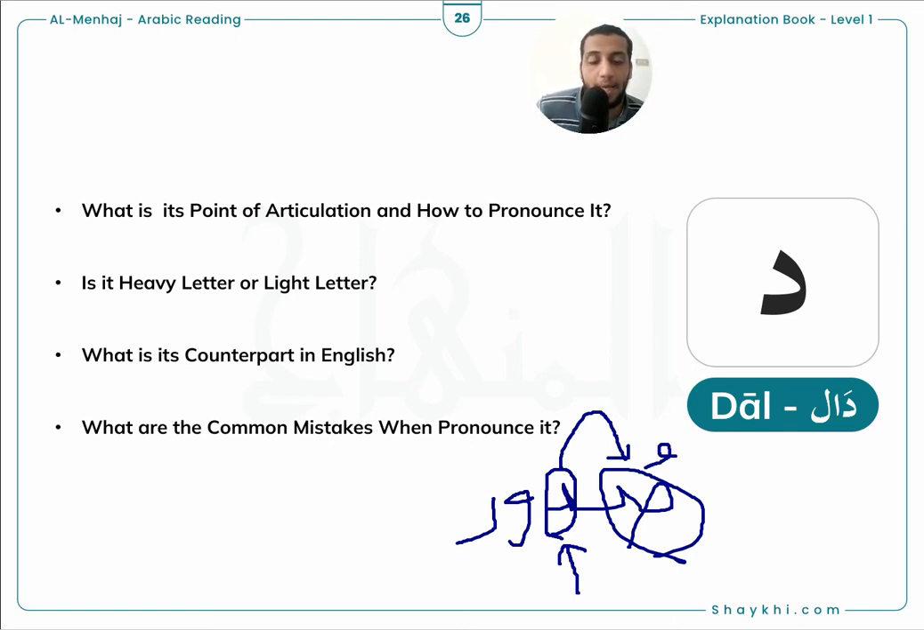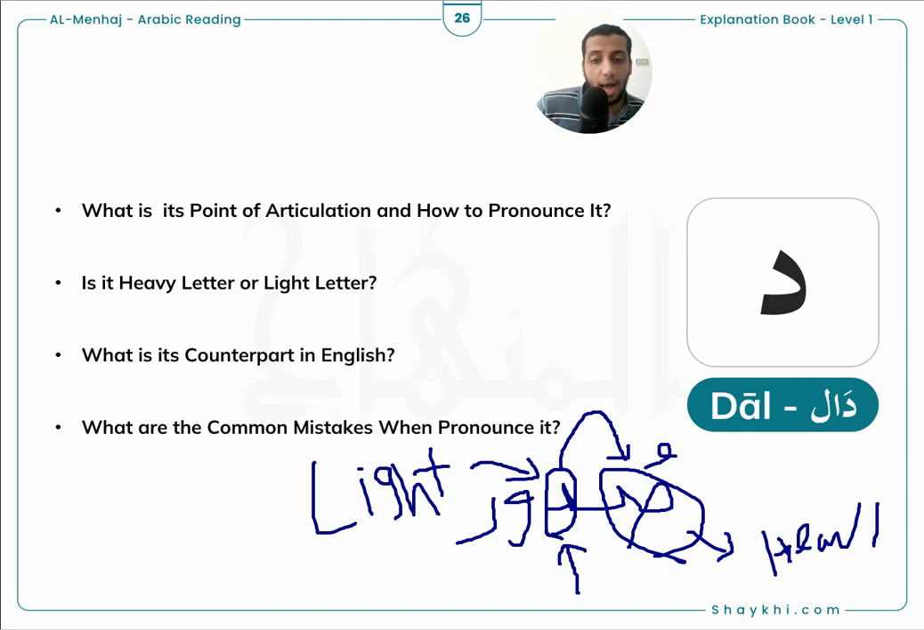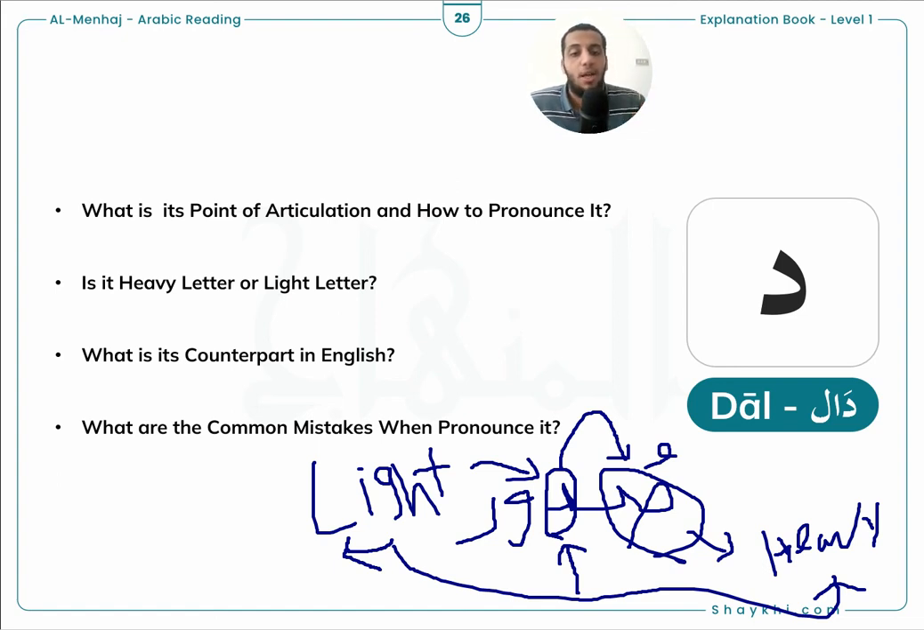This letter dal is a light letter, and letter sad is a heavy one. Because a light letter comes after a heavy letter, some people change this light letter from the state of lightness to the state of heaviness, which is one of the common mistakes. So some people say suduri, and this is a very, very common mistake even among native Arabic speakers themselves. Because why? Because a light letter comes after a heavy letter.